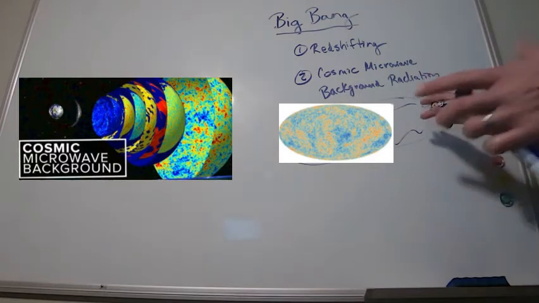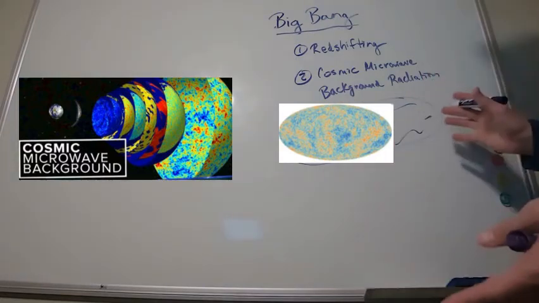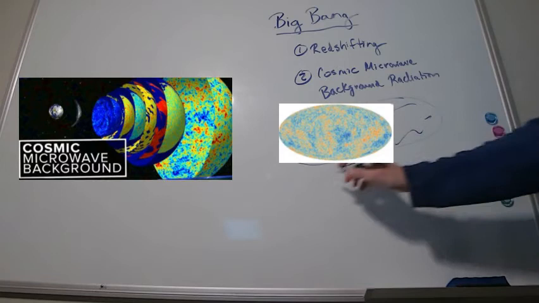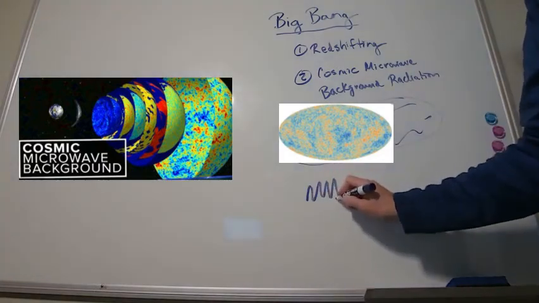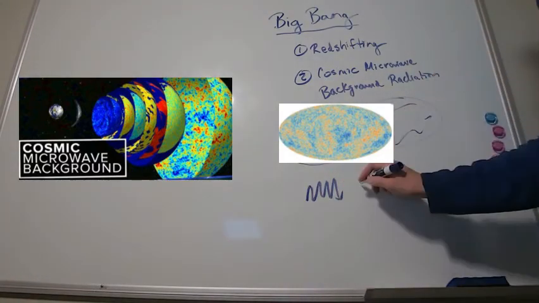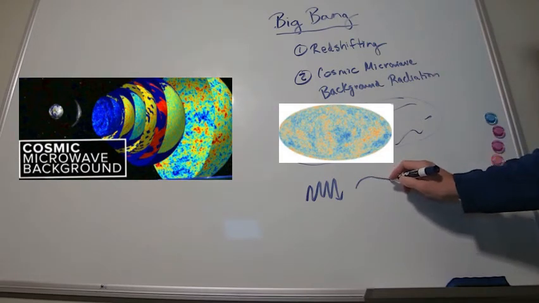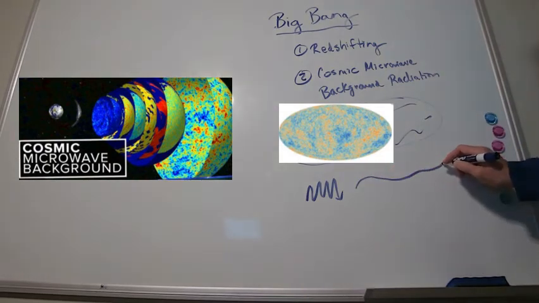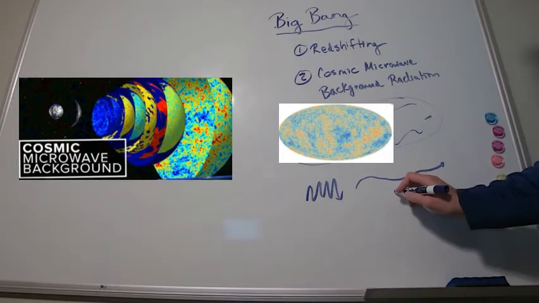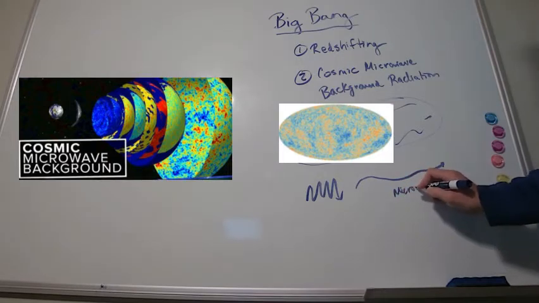What this really means is this is sort of the smoking gun of the bang. If you took all the light, started really high energy at the very beginning of the Big Bang, and you let it stretch out so it's almost like a straight line, what you'd basically find is that this kind of light is a microwave.